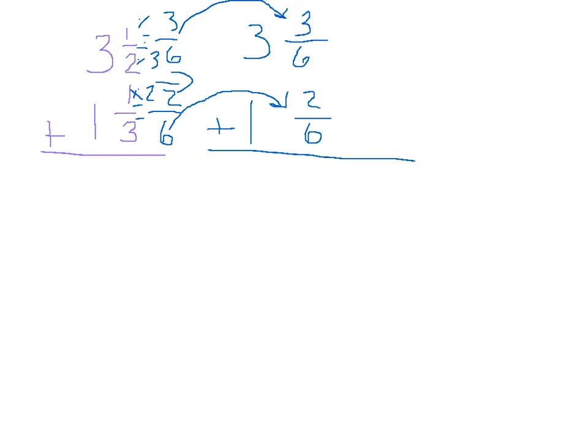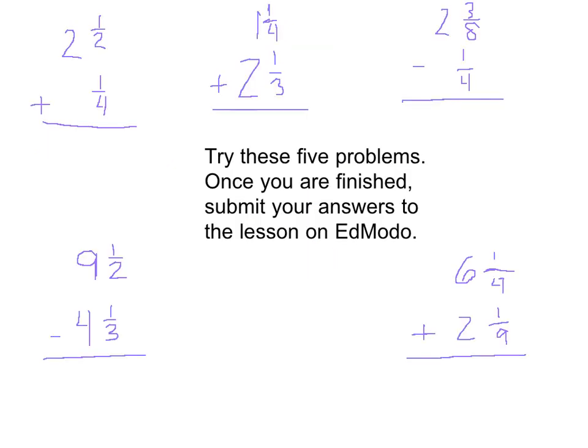Now I'm ready to add everything up. 3/6 plus 2/6 gives me 5/6. Am I done? No. I need to add my whole numbers also. 3 plus 1 is 4. And there's my right answer.